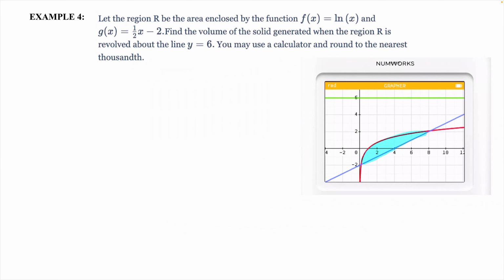The bounded region is kind of this diagonal little sliver here. And we're revolving around y equals 6, which is a horizontal line. So again, it's dx.